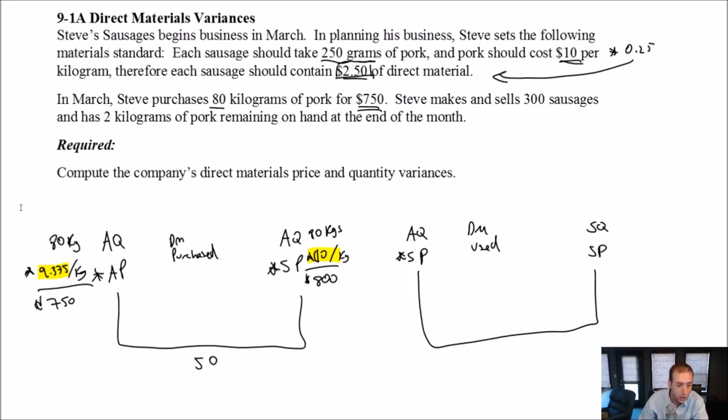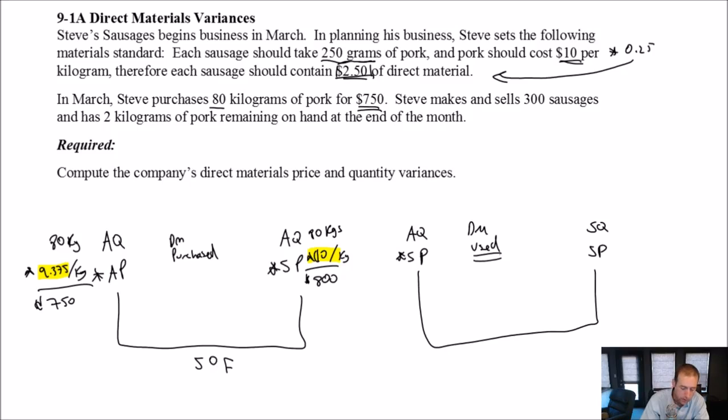Is this good or bad? Well, of course it's good. It's good to get the same product for cheaper. So we don't say good or bad, though. When we do variances, we say favorable or unfavorable, and this is indeed favorable. Let's move over to actual quantity used. So we're interested in direct materials used.